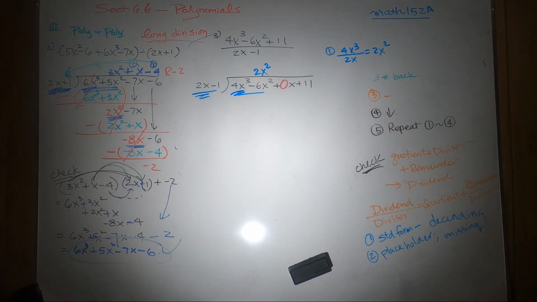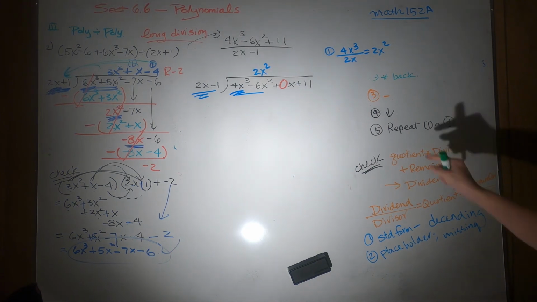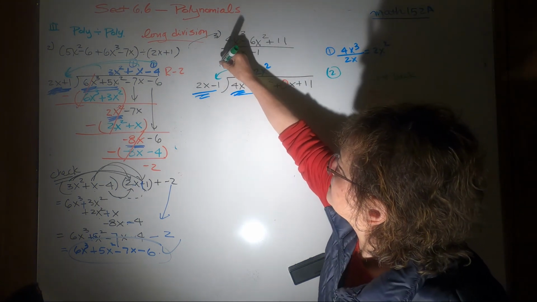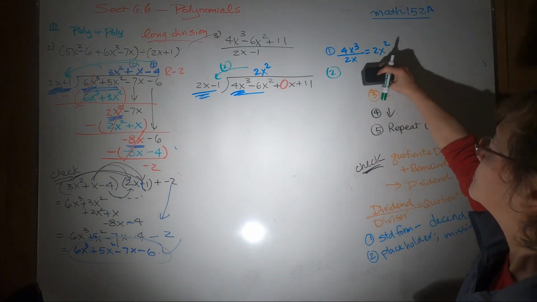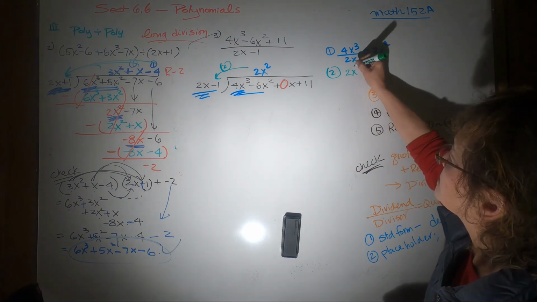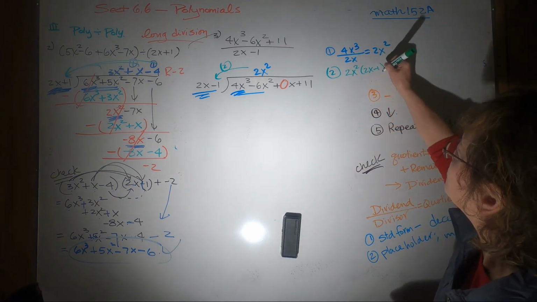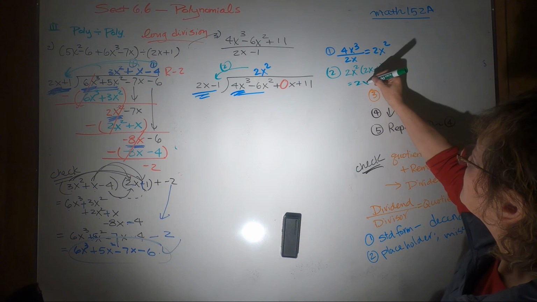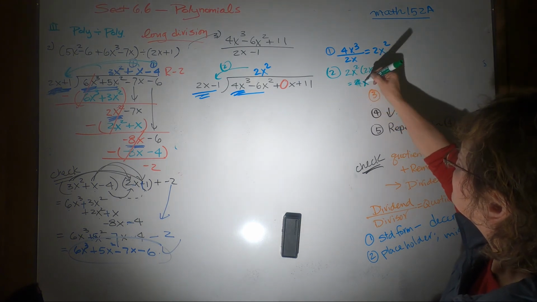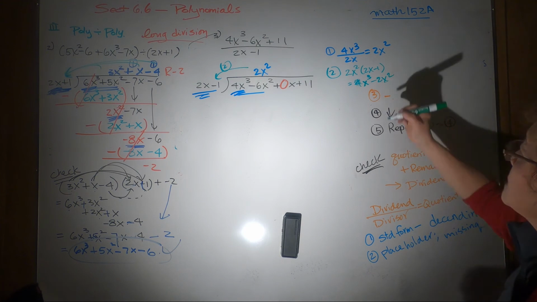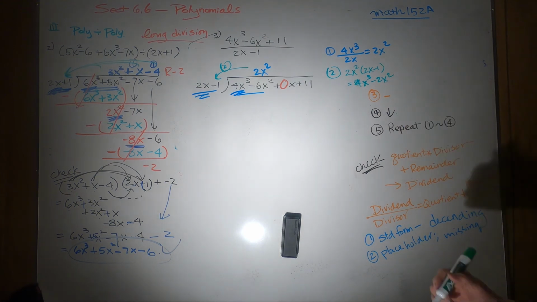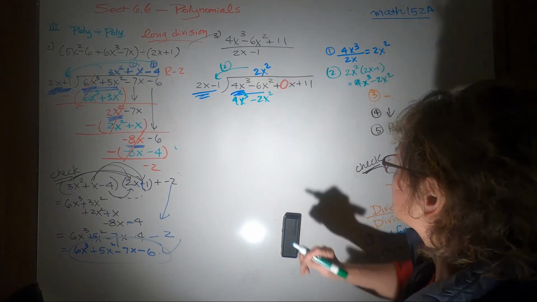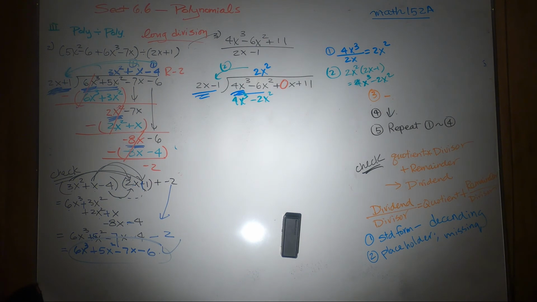Then what's your second step? You need to multiply back. 2x squared times 2x minus 1. That would be, oh, not a 2, 4x cubed minus 2x squared. Is that right? So that would be 4x cubed minus 2x squared.